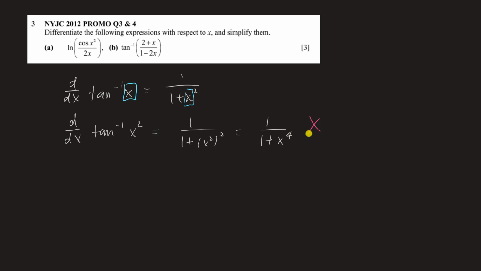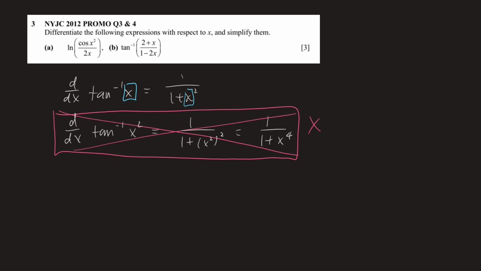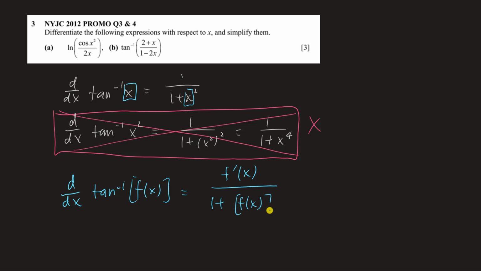This is incorrect because the formula they gave you in MF26 is actually the most simplified and the simplest case. You have to know the general case. The general case is actually this. So this is wrong. Let me just box it up. This is wrong. The correct version is this, d/dx of tangent inverse of f(x). So this is whatever function they give you. This is equals to f prime x over 1 plus f(x) squared. You have to know this one.